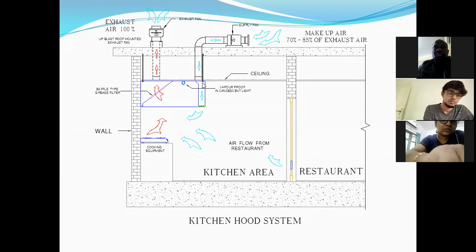This is the kitchen hood. You can see here. This is the kitchen hood. Okay, and you can see red arrows. That red arrow shows the fumes or hot gas which is evolved from that cooking equipment, and it has entered into the kitchen hood. And there is a baffle type filter there because these fumes will produce grease. Okay, so that has to be filtered.